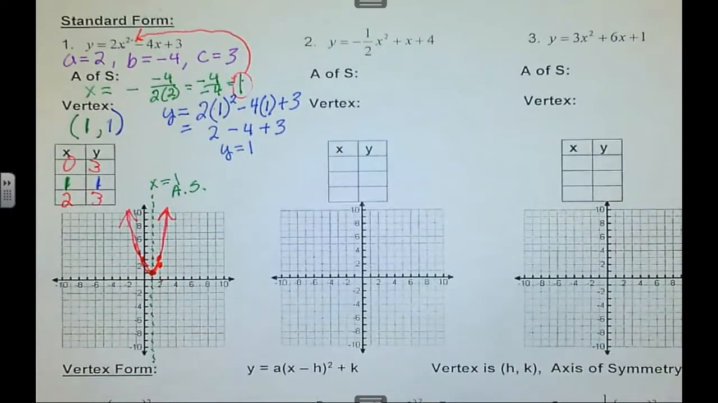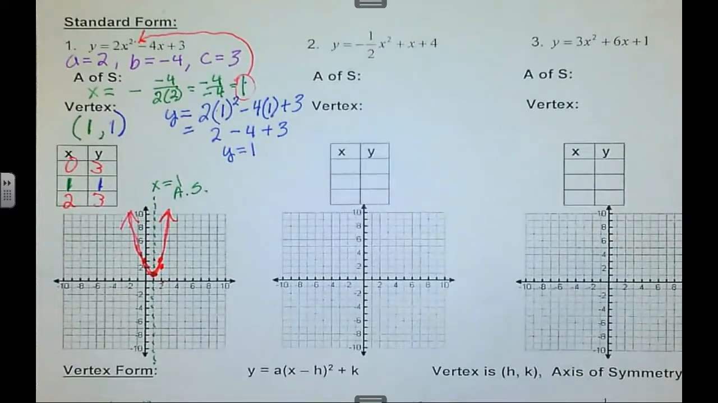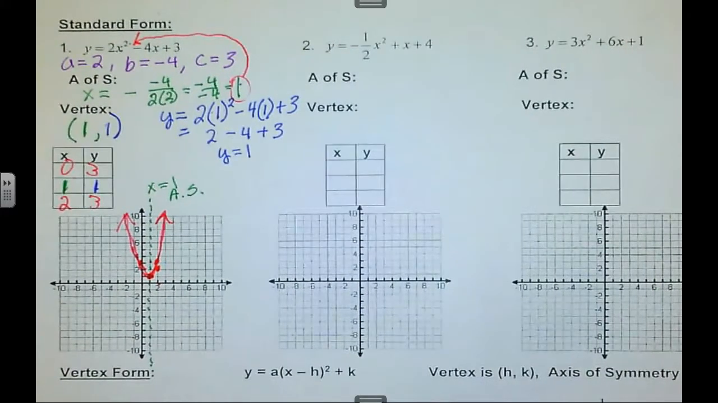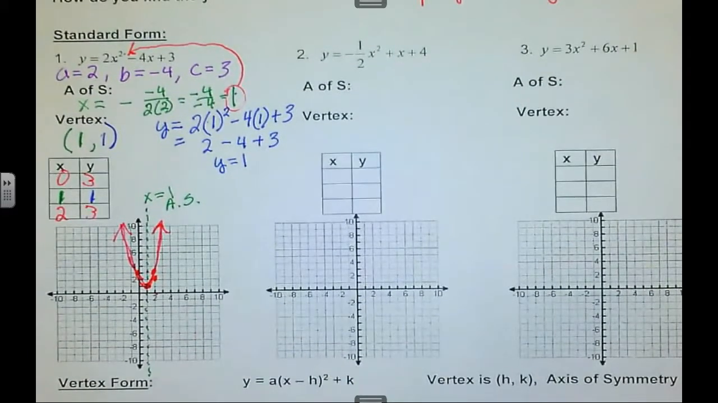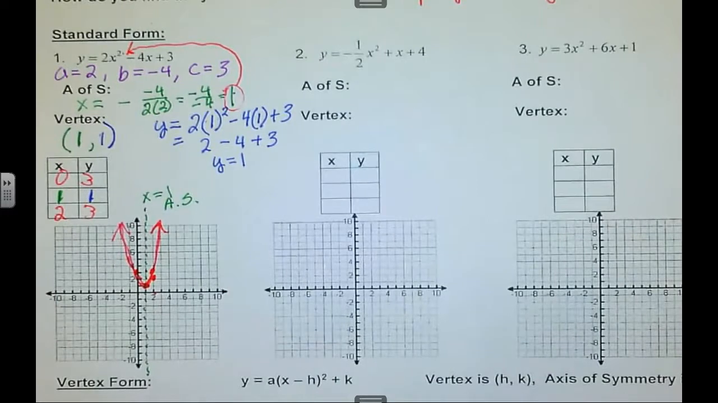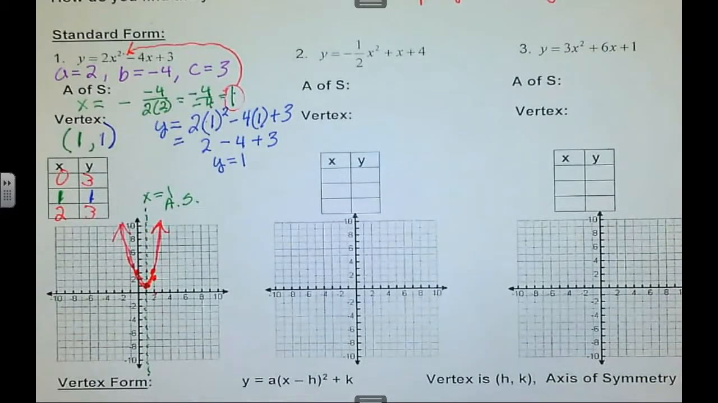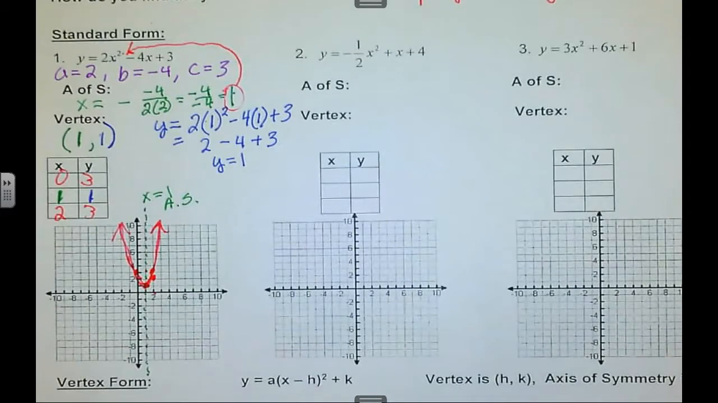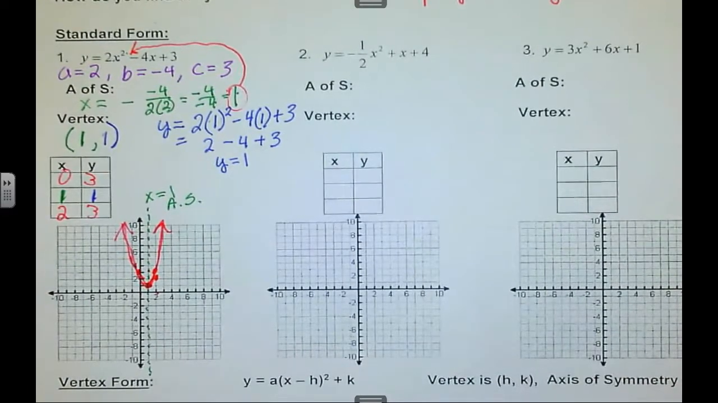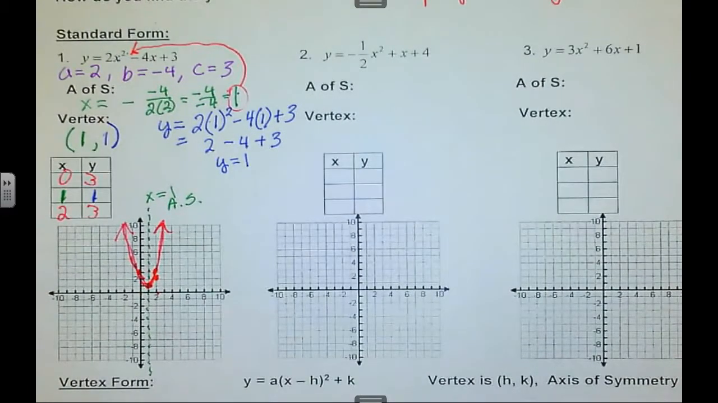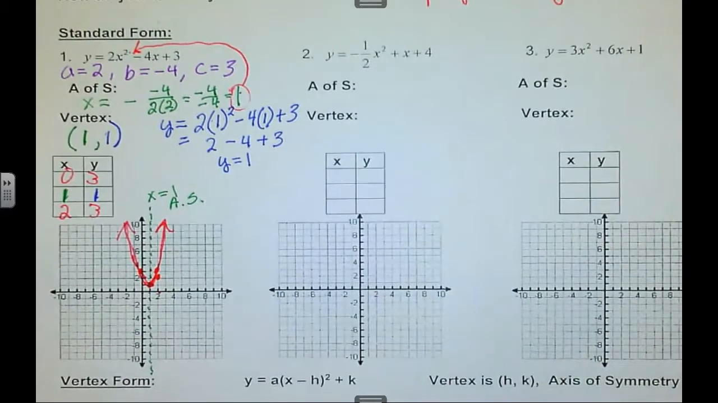Sorry, I blew up. My bad. Okay, just looking at number 2. My a is -1/2, isn't it? What do you think is going to happen with my parabola, Caleb? No, you have to use halves. Okay. All right.